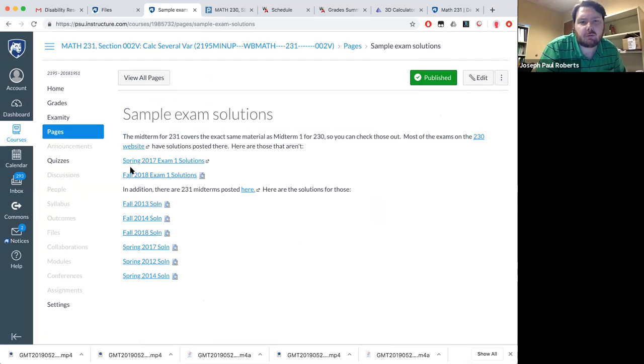So both the 230 and 231 websites have some sample exams that you can look at. So you're going to want to look at the first exam for 230 and then the midterm for 231. They cover the exact same material that our exam this weekend is going to cover. And so it has the exams there and some of the solutions, but for the ones that don't have the solutions there, I've posted here. And then in addition, there's a 231 website that has all their midterms and the solutions aren't there, but I posted them here. So make sure you take a look at that stuff.